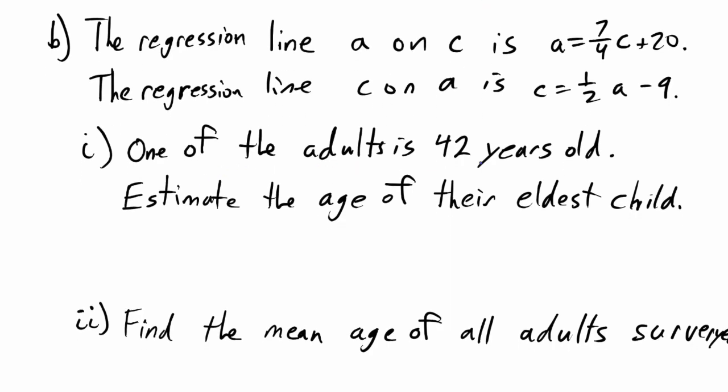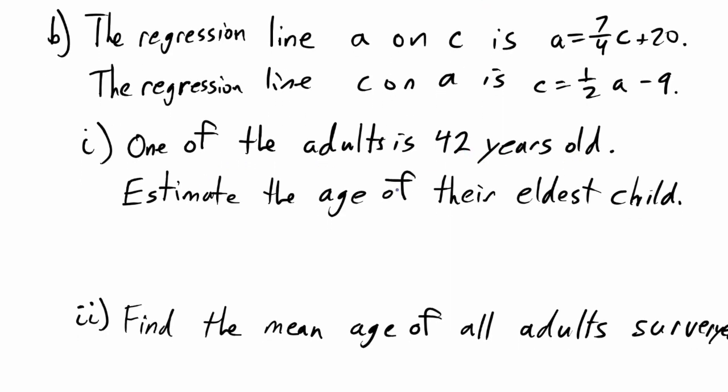So one of the adults is 42 years old. Estimate the age of their eldest child. So we need to calculate C, so we're going to use this one. So we have to use this one to get a more accurate answer. A is 42 minus 9, which is 21 minus 9, which is 12.